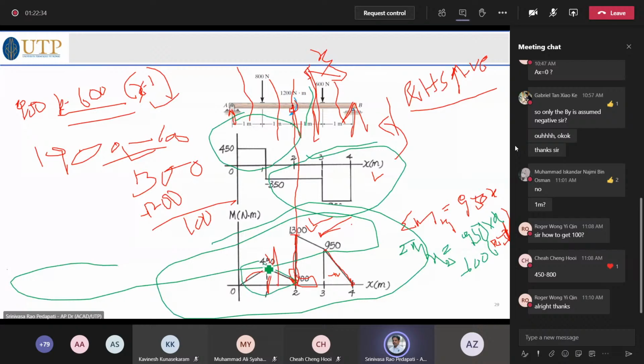Some part of the beam is subjected to an anti-clockwise moment with a lesser magnitude, whereas here it is subjected to the maximum moment. So also it slightly goes on increasing.